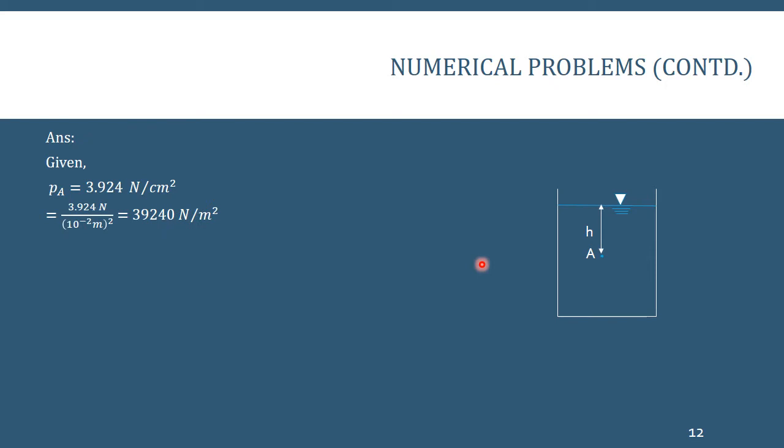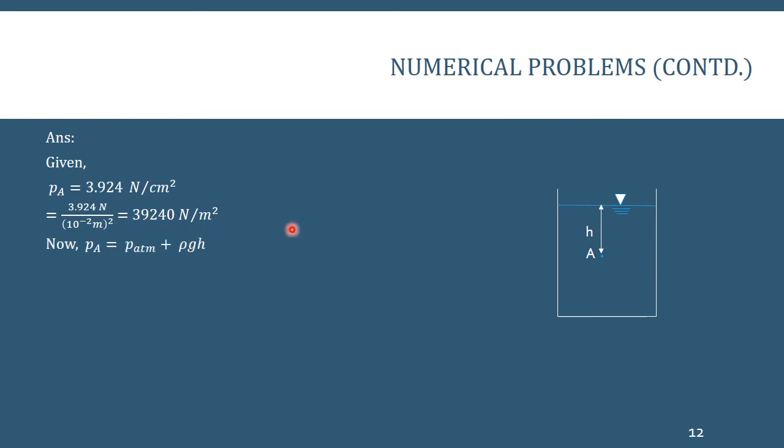Now 3.924 Newton per centimeter squared is actually not an SI unit, so we have to convert it into SI unit. Newton is an SI unit, so Newton can remain as it is. Centimeter squared has to be converted to meter squared. So 1 centimeter squared I am converting into (10 raised to minus 2 meter) the whole squared. And so pressure at A is going to be 39,240 Newton per meter squared.